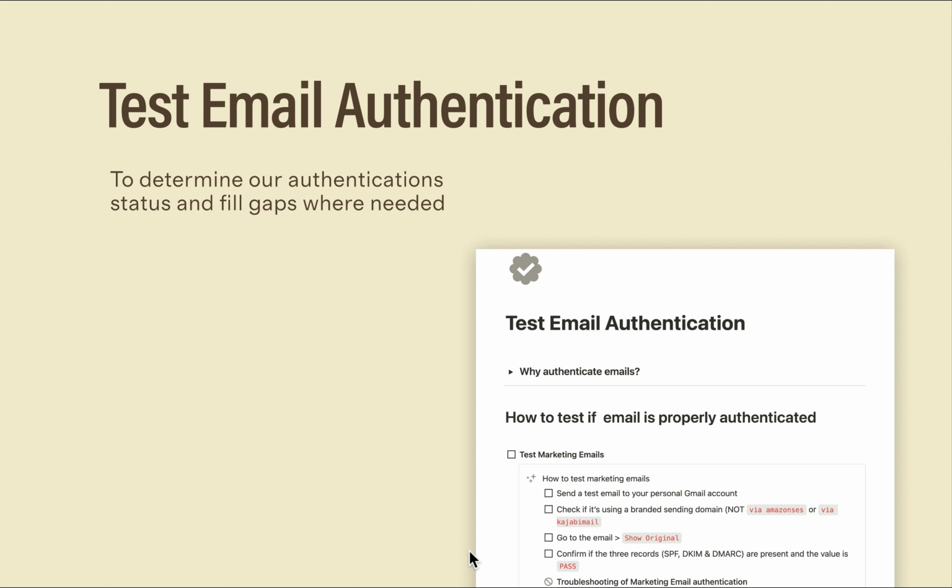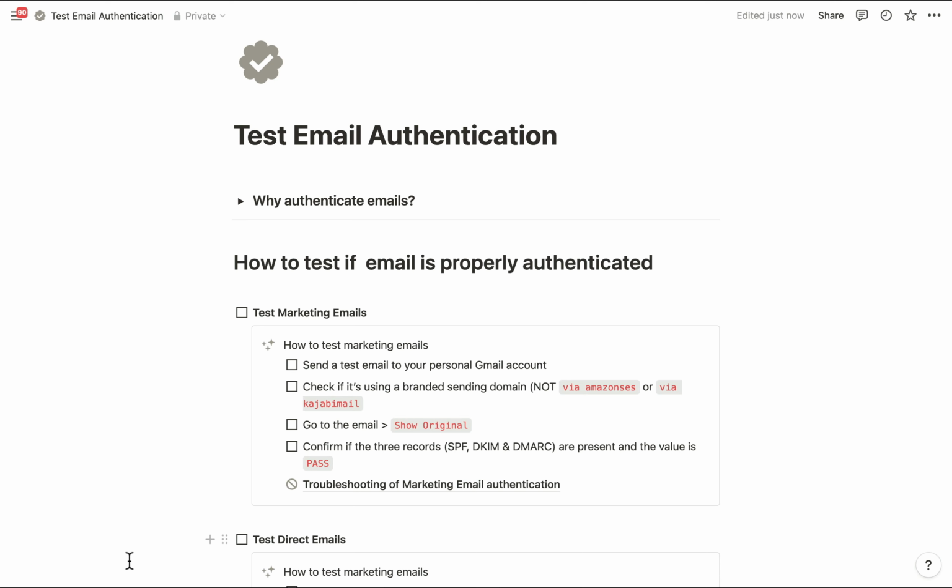Now that we've established why it is important for us to authenticate our emails, our next step is to test and understand email authentication, such that we can determine our authentication status and fill the gaps where needed. To make it easy for you to implement this, I created this checklist, which will be a reference throughout the rest of this video, and you may download it via the description box below.